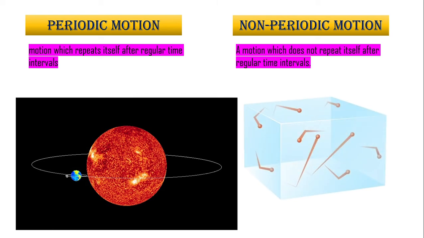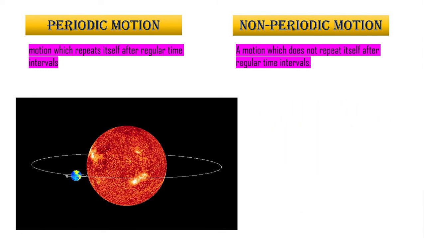Now let us see the example for non-periodic motion. For example, particles of gas. The particles of gas perform random motion. They move in any direction, and the motion changes once they hit the wall of the container, or they collide among themselves, and the path changes. So there is no fixed pattern how they will move. So they move in any direction and any which ways.